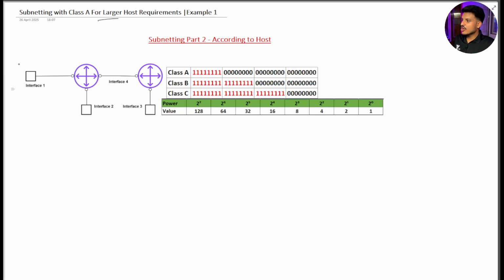Let's say on interface 1 I require 200 devices, on interface 2 I require 512 IPs, on interface 3 let's say 300, and interface 4 will always be 2 only. Now for the demo we will take an IP from class A, that is 14.0.0.0. By default its CIDR range will be /8 only.